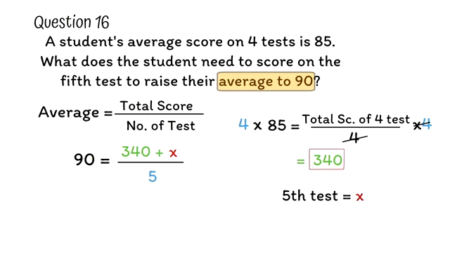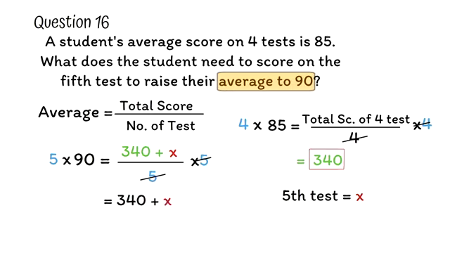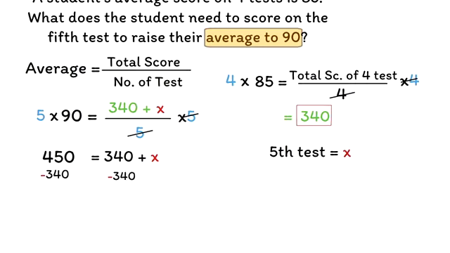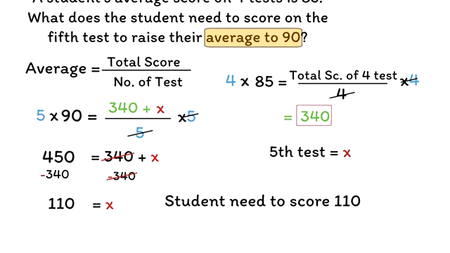Multiply both sides by the denominator, which is 5. 5 will cancel 5, leaving 340 plus x. When we multiply 90 by 5, we will get 450. To find x, we need to subtract 340 from both sides. When we subtract 340 from 340 plus x, negative 340 will cancel 340, leaving x. Again, when we subtract 340 from 450, we will get 110. Therefore, the student needs to score 110 on the fifth test to raise the average to 90.